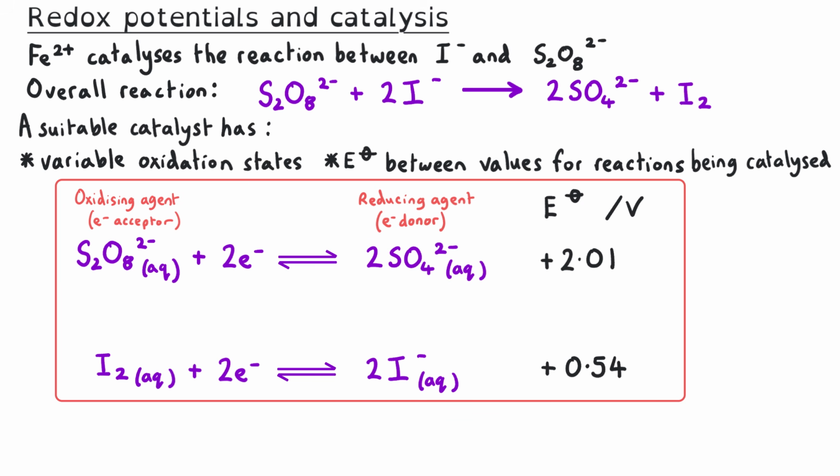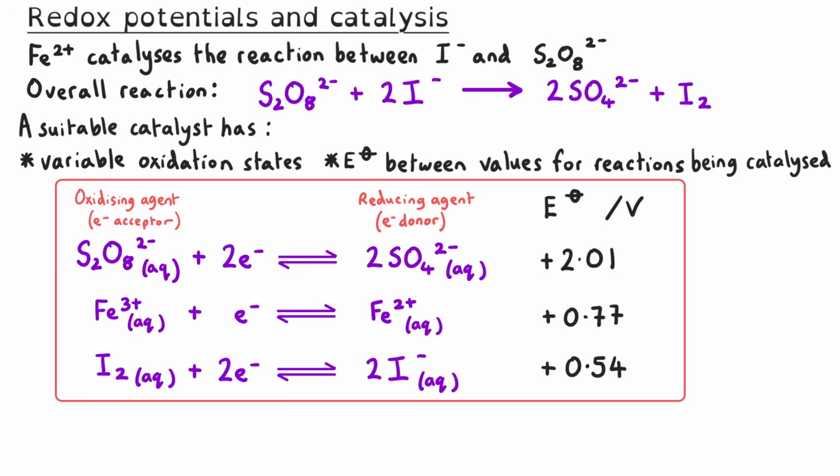Taking a look at the electrode potential for the peroxodisulfate half equation, that value is 2.01, whereas the iodine half equation is 0.54. And this proves that the peroxodisulfate can take electrons away from iodide ions, and the E cell for this reaction would be 1.47 volts. But again, the repulsion between the iodide and the peroxodisulfate gives us this high activation energy.